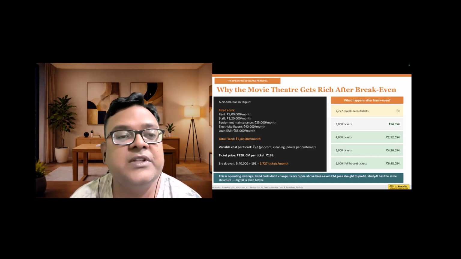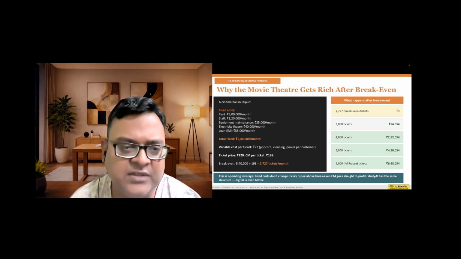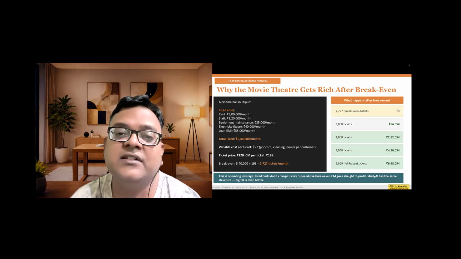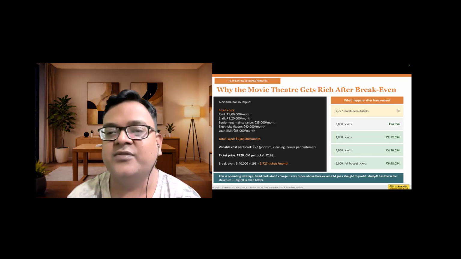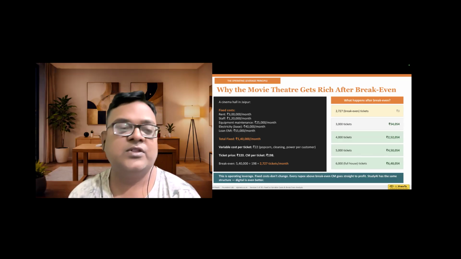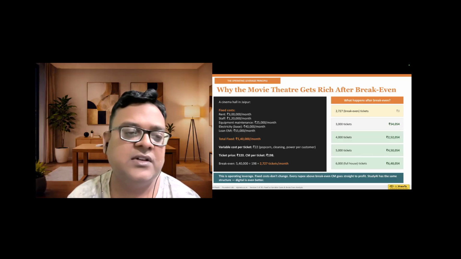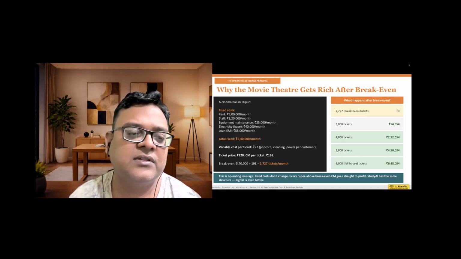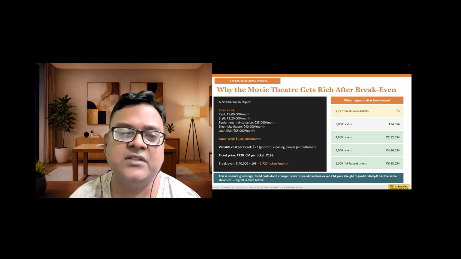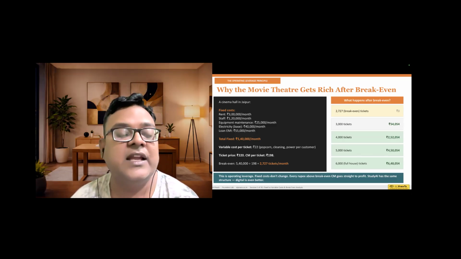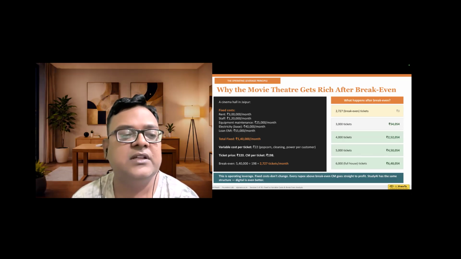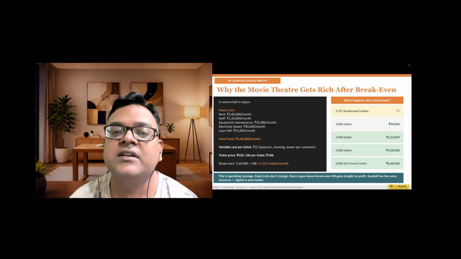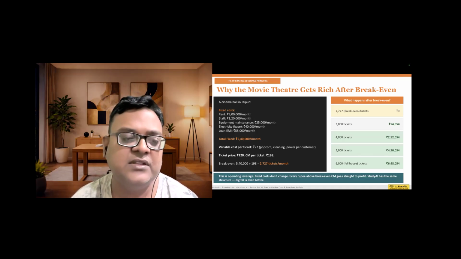Let's understand the operating leverage principle again with another example. Why the movie theater gets rich after break even. So there's a cinema hall in Jaipur. The fixed cost includes the rent. Let's assume 3 lakh rupees per month. The staff salaries, 1,20,000 per month. Equipment maintenance, 25,000 per month.